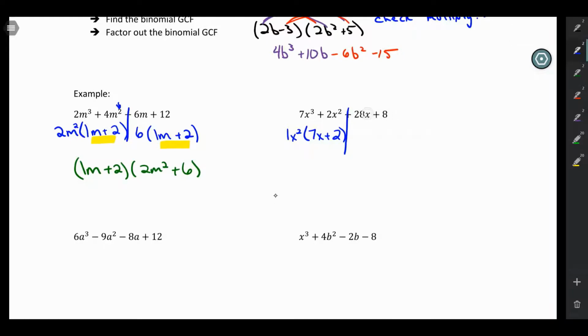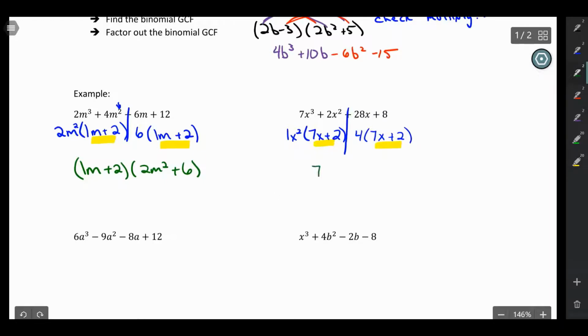What number goes into both 28 and 8? Well, 8 doesn't go in evenly, but 4 does. 28 divided by 4 gives me 7. Still need the x. 8 divided by 4 gives me 2. Now I can see I have this same phrase. So that's my new common factor.